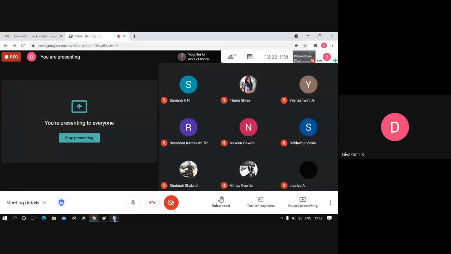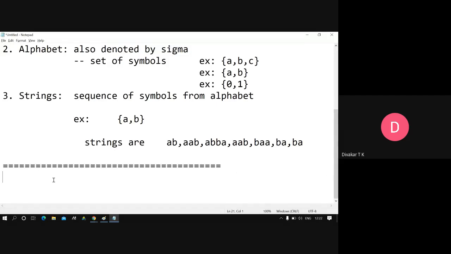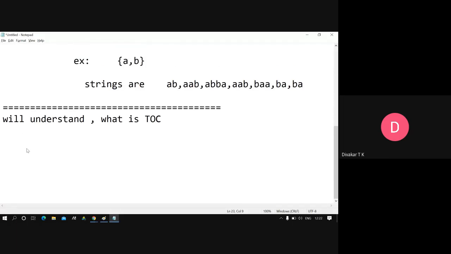So now, next, we'll understand what is TOC. Not exactly fully, but a little. First the basic fundamental thing. I'll give a couple of examples, so please try to understand them. Now, example number 1.